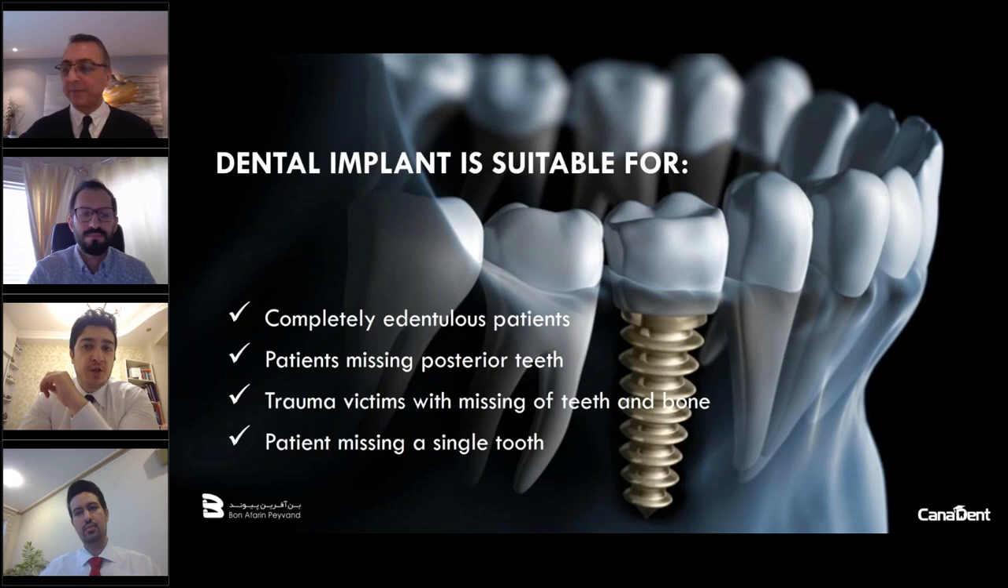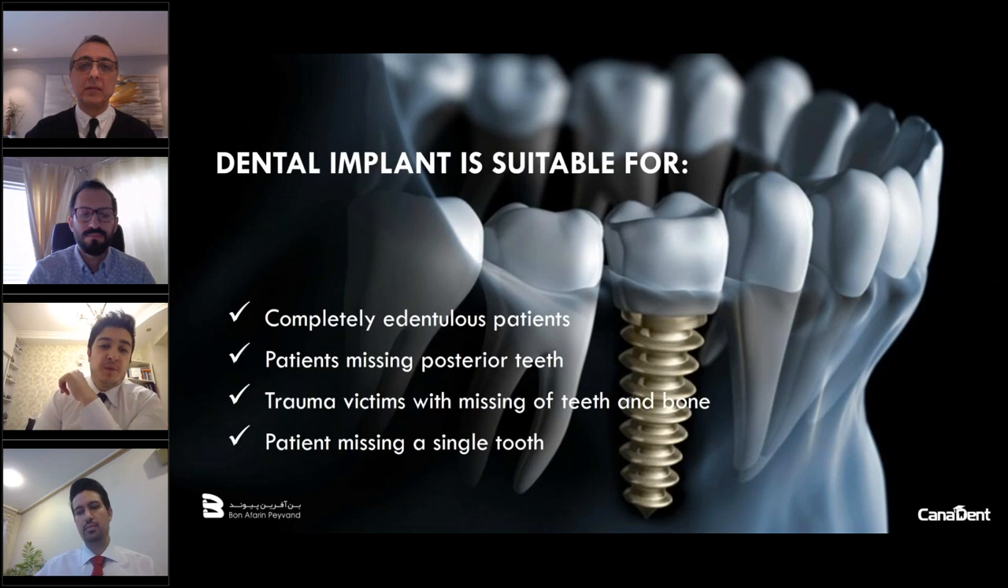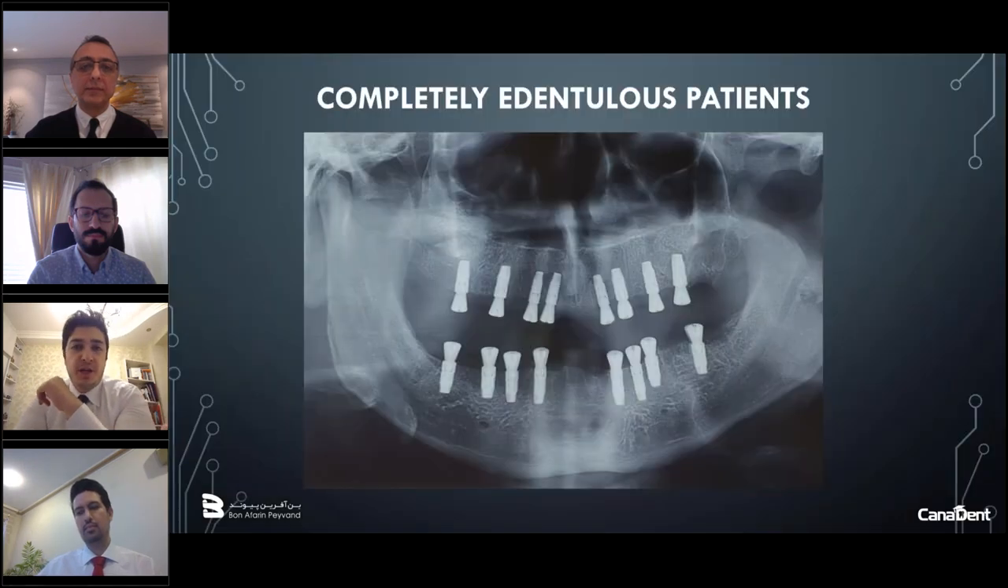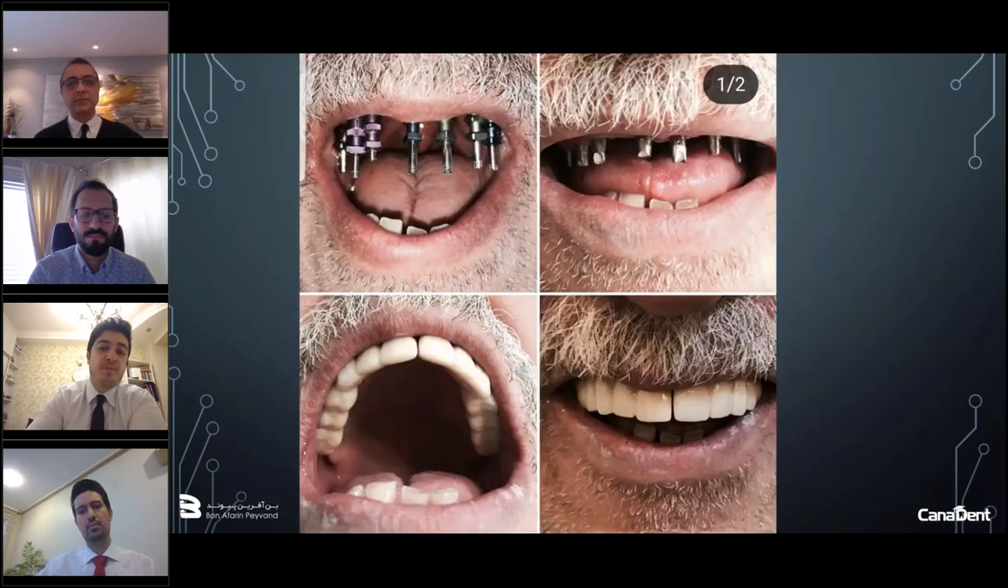First of all, completely edentulous patients. Second, patients missing posterior teeth. The third one, trauma victims with missing teeth and bone. And the fourth, patients missing a single tooth. Some patients may be completely edentulous and demand a fixed prosthesis. So we need to rehabilitate the dentition with 14 to 16 implants in both jaws.